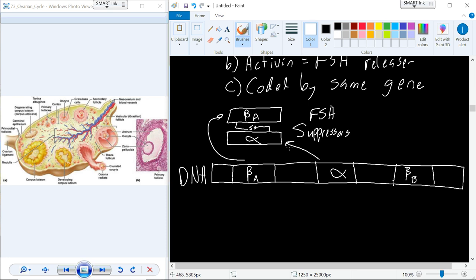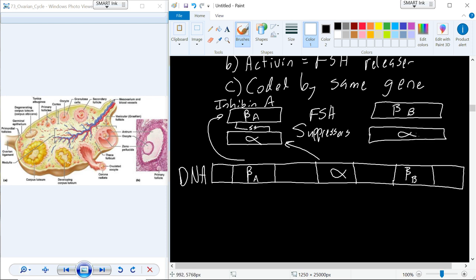And this combination here is called inhibin A. But I also can take the beta B and an alpha subunit, and again I'll have my disulfide linkage to hold those together to create a molecule called inhibin B. Okay, so two different isoforms of inhibin, again, all coming from the same gene, having FSH suppressing effects.